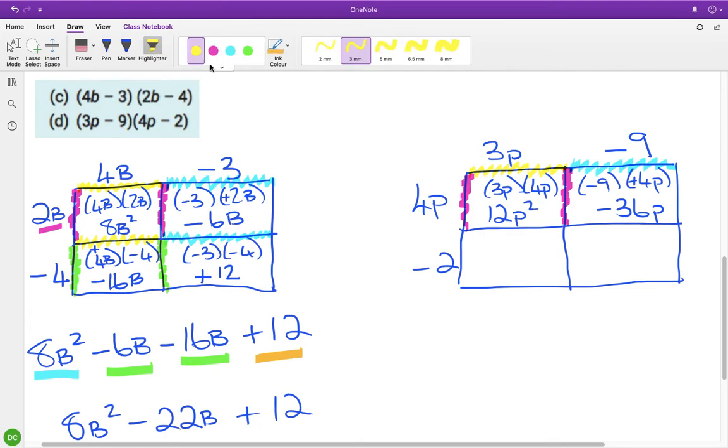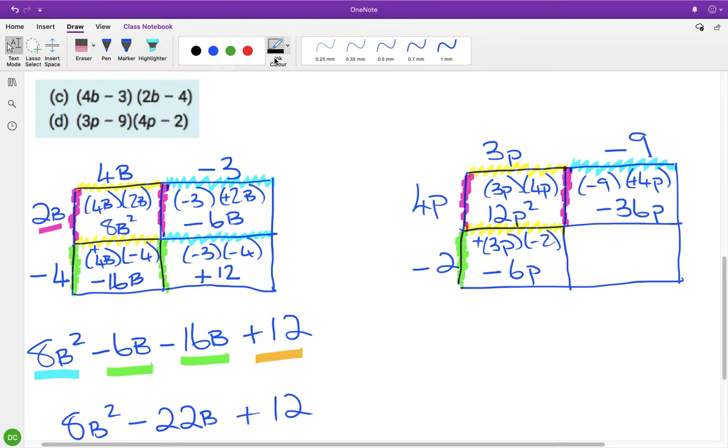Okay, so this next box down here is a combination of this side, which is the 3p, and this side here, which is the minus 2. So we have 3p and we have minus 2. This is a plus, so different signs give me a minus. 3 times 2 is 6, and then we have our p.